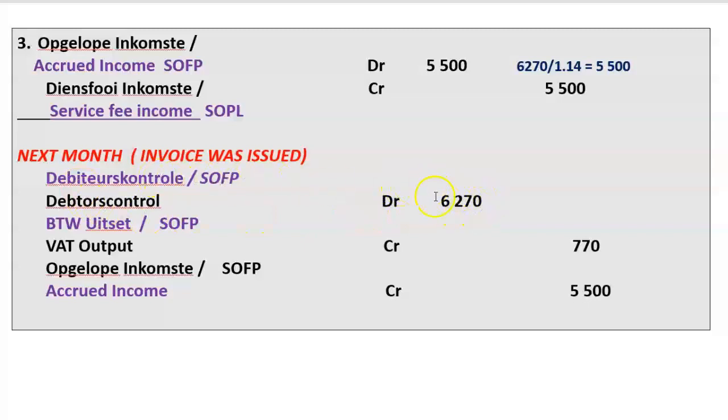I'm going to debit debtors 6,270 Rand. I can claim the VAT. I must pay the VAT now. It's VAT on income that I've earned. So the VAT included there, 6,270 divided by 1.14 multiplied by 14% equals 770. VAT output, statement of financial position, and accrued income I'm going to clear now because there's no accrued income now. It was replaced by the debtors amount of 6,270. So that one I'm going to take out of my books. Obviously, as soon as the debtor pays me, I'm going to debit bank with 6,270 and credit debtors with 6,270.